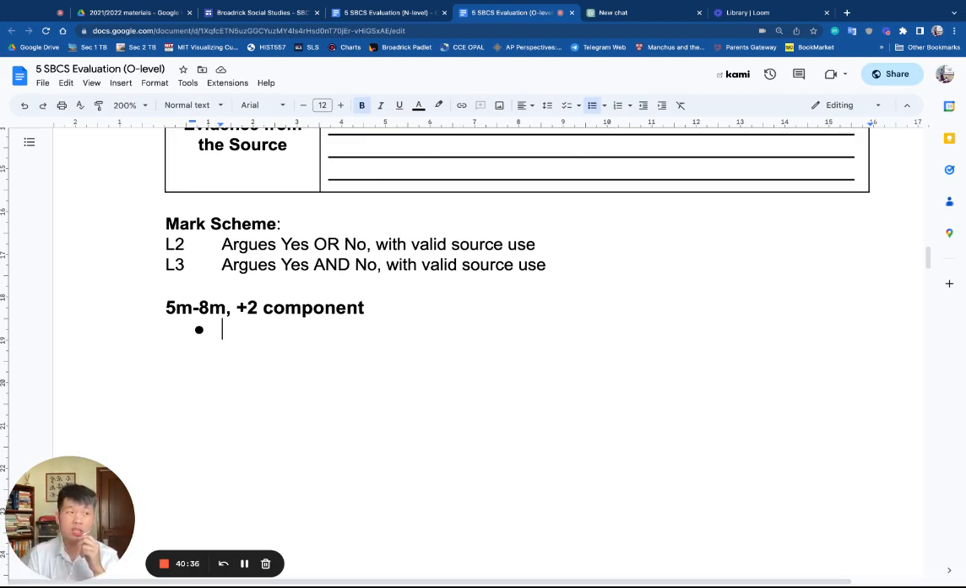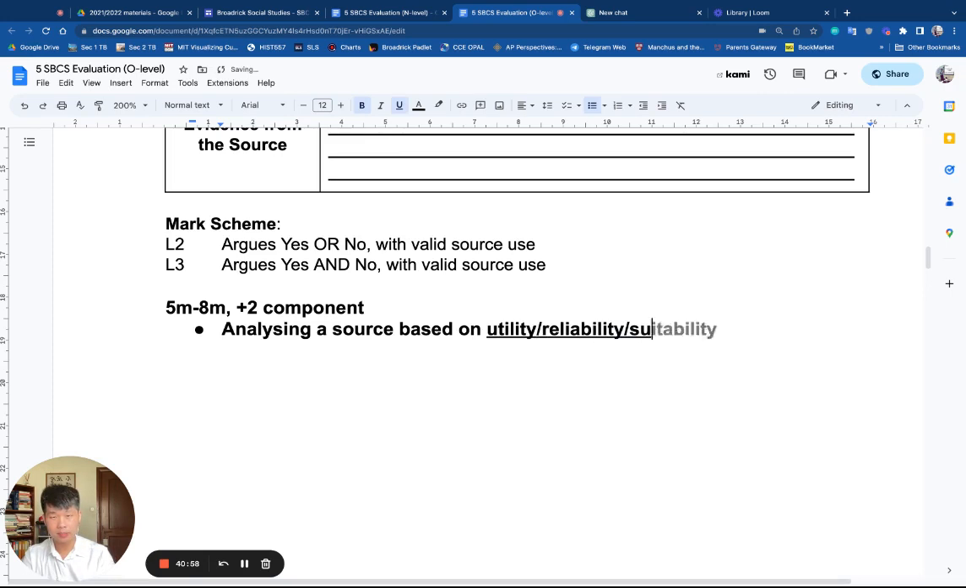So normally, in terms of time management, students will be able to write at most about 2 on each side. 2 yes and 2 no. And as I said, the good strategy is alternating. Yes, no, yes, no. +2 component. You can achieve a +2 component by analyzing a source based on utility, reliability, sufficiency. So this is the part where you're familiar.